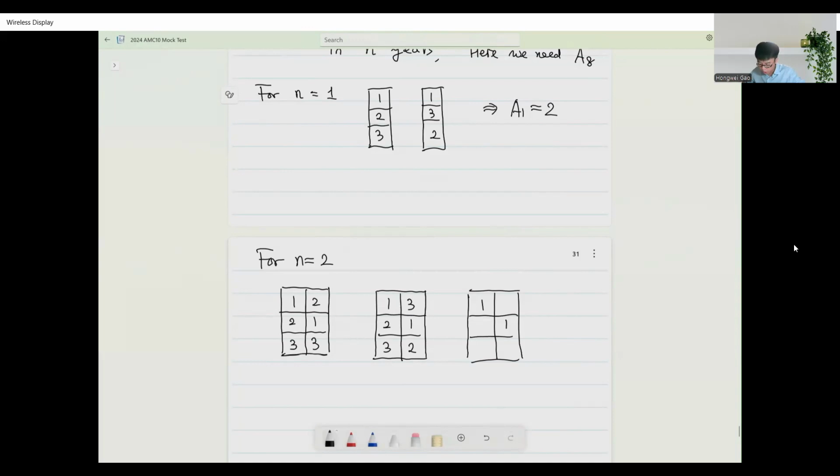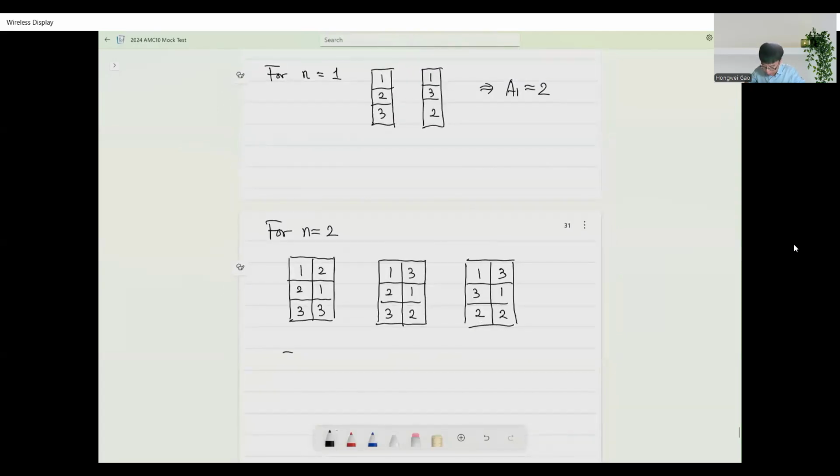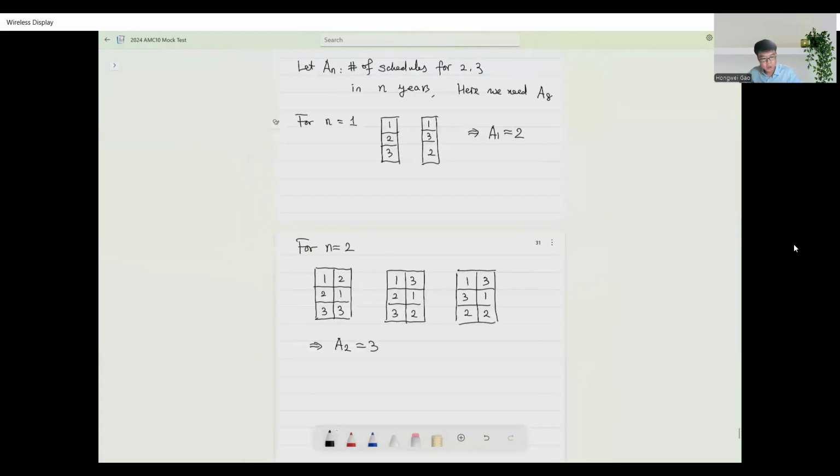Now, the other case is the first year is 1, 3, 2. But the requirement is that after 2, it cannot be 3. So the third column cannot be 3. 3 has to be on the third row, cannot be 3. 3 has to be on the first row. That means the third row has to be 2. This is only one case. So totally, we have 3 cases. That means A2 equals 3. Right, that's like the beginning 2 cases.